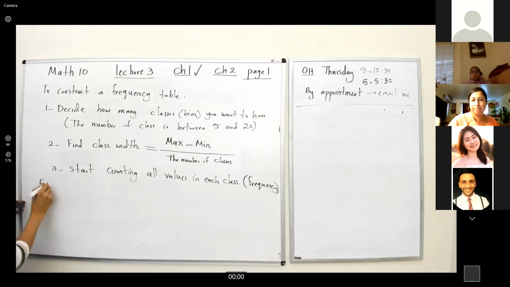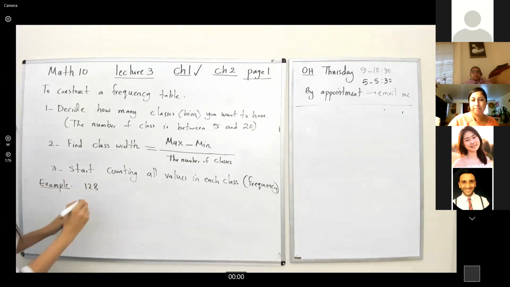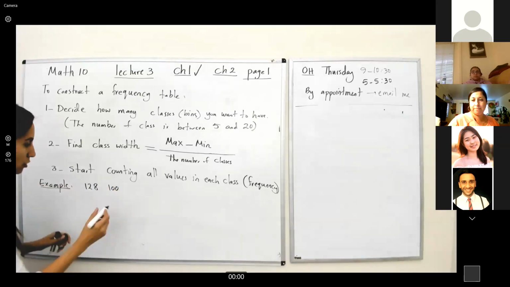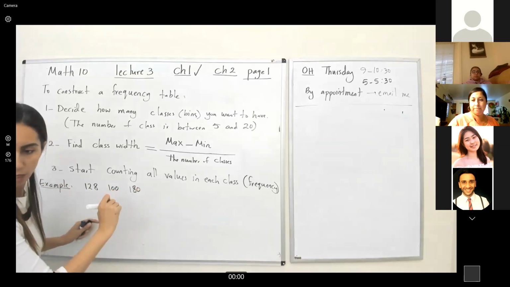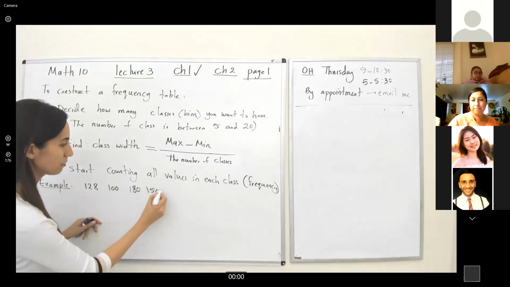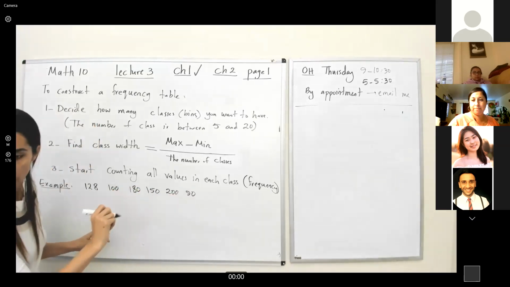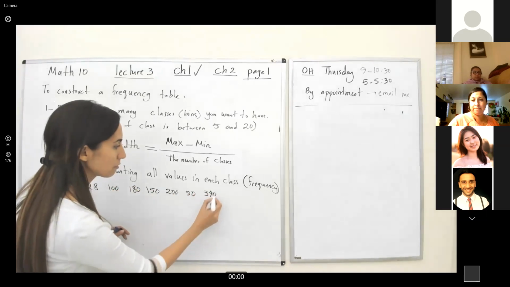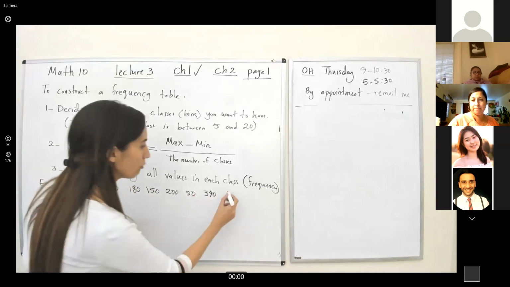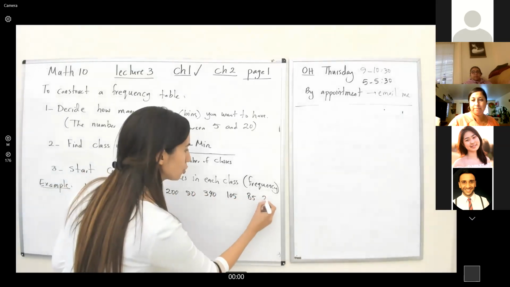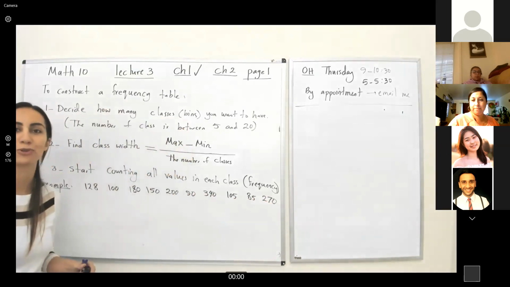Okay, this is my example. I have these numbers. I have 128, 100, 180, 150, 200, 90, 340, 105, 85 and 270. This is my first row.